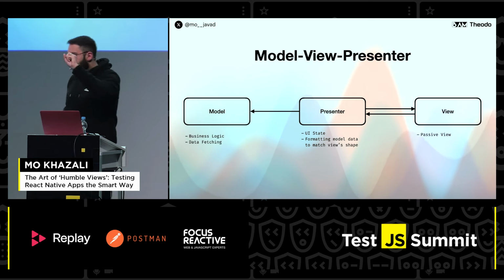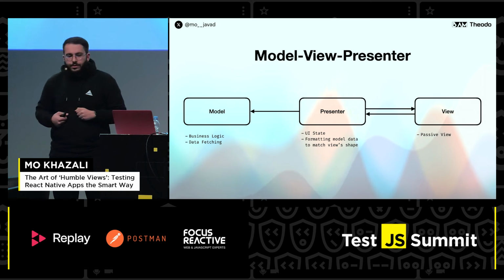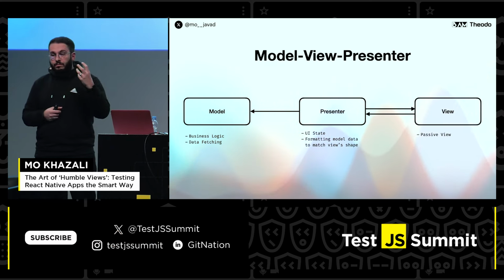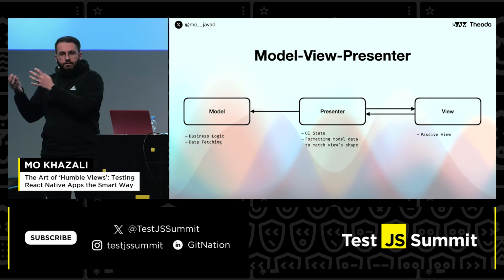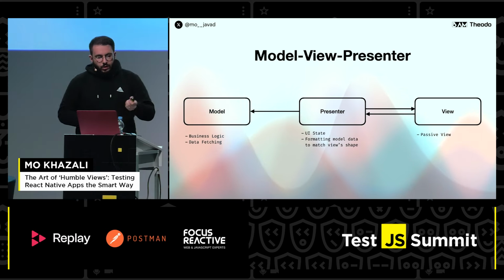And in the middle, between the model and the view, what you slot in is a presenter. The idea with this presenter is that it will contain all of your UI state. It'll handle converting the model data to a format and a shape that matches what you want to render in the view. So what does that mean in practice?